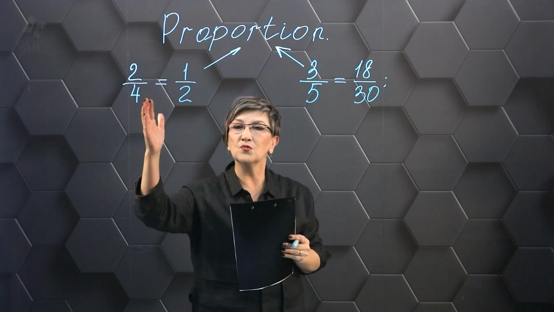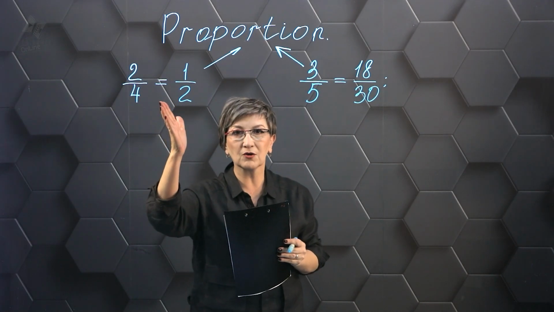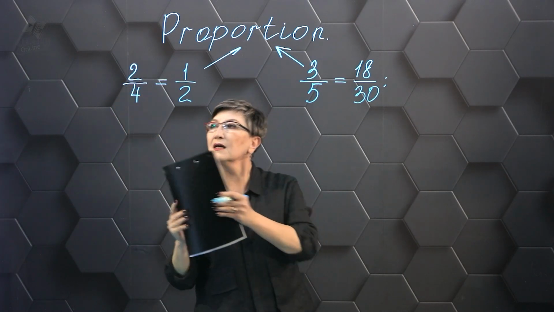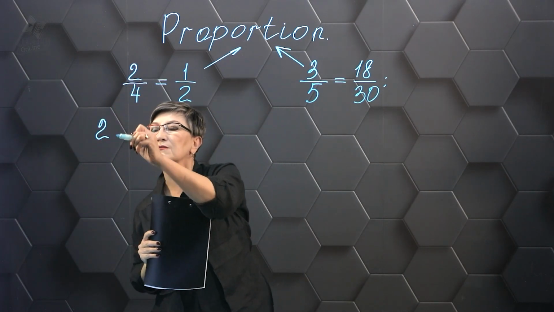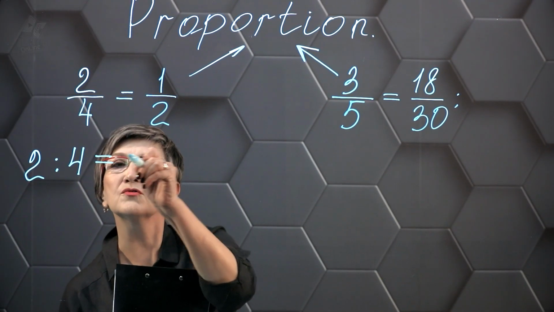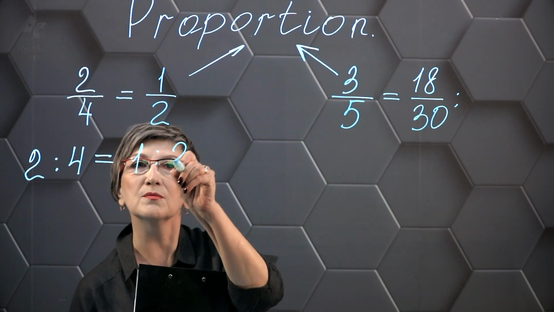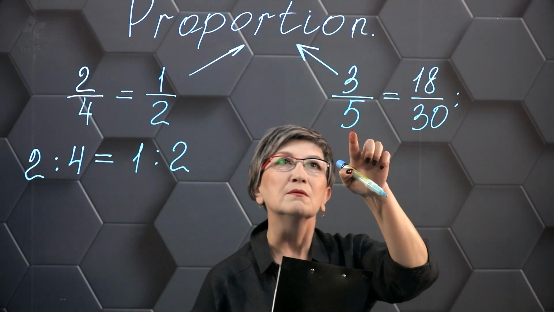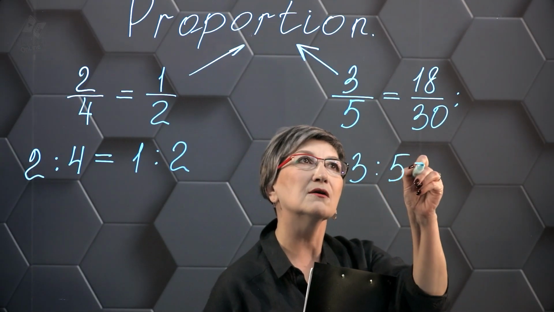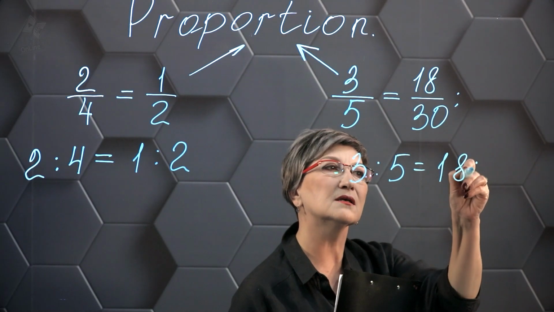A proportion can be written in more than just this form. I can replace the division sign with the following symbol: 2 to 4 equals 1 to 2. In the next example, 3 to 5 equals 18 to 30.